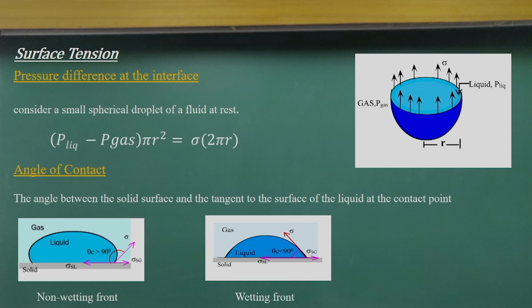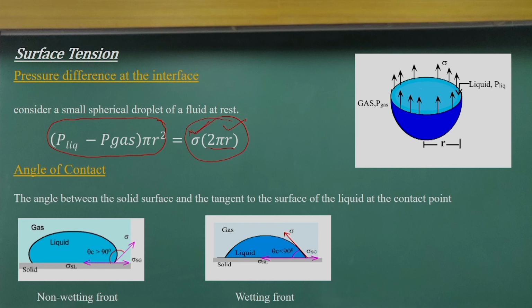If I consider just half the droplet, the pressure inside is P liquid and the outside is P gas. There will be a difference of pressures because of these tensional forces. If I equate the net force acting on this, the pressure into the area is the net force, so there will be a pressure difference. That is balanced by the force per unit length, and the length is the circumference on which the surface tension is working, 2 pi r, into the surface tension. These forces will be equated.